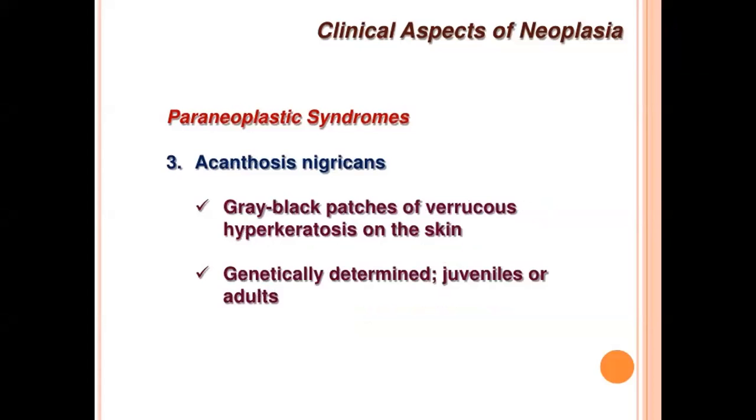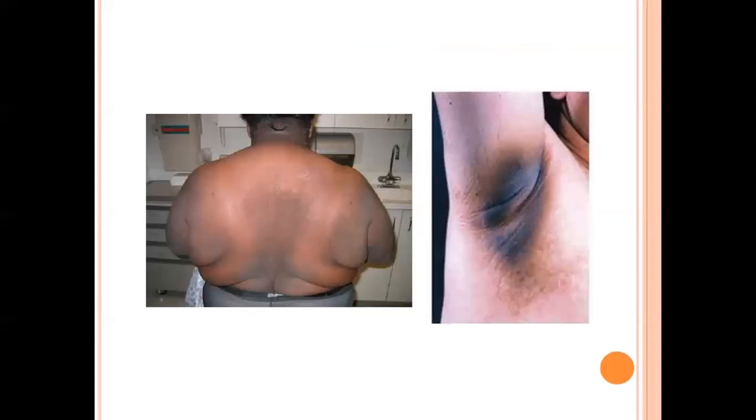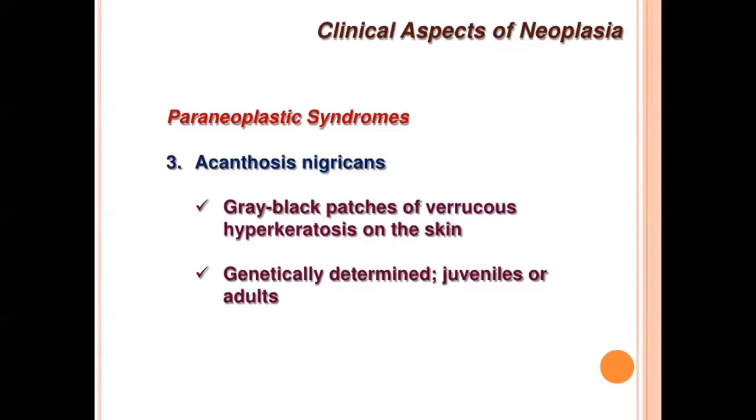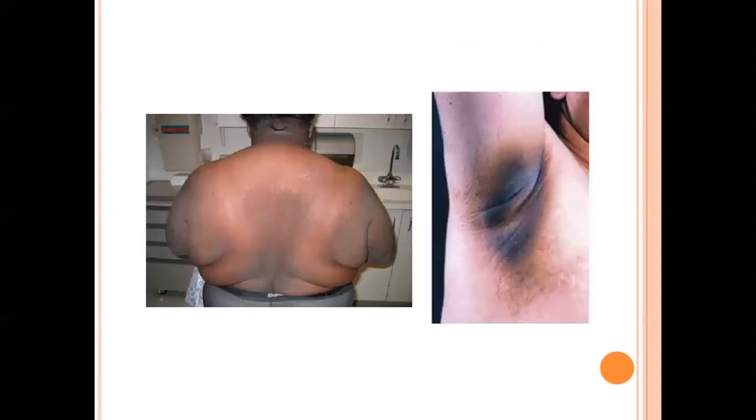The third one is acanthosis nigricans, gray-white patches of verrucous hyperkeratosis on the skin, genetically determined in juveniles or adults. Juveniles means small children, and after that adults. These are the pictures of acanthosis nigricans. These black spots here, the elbow, in the back. Okay.